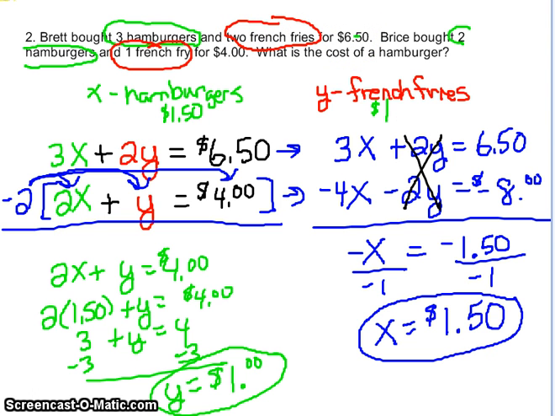That makes sense because 3 times $1.50 is $4.50, $5.50, $6.50. That's how much Fred spent. And Bryce spent 2 times $1.50, which would be $3, plus $1 for the French fry gives us 4.